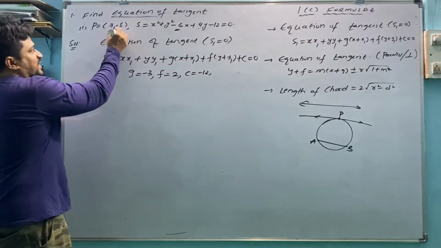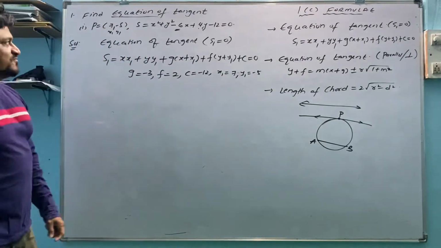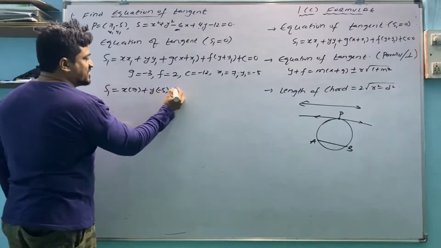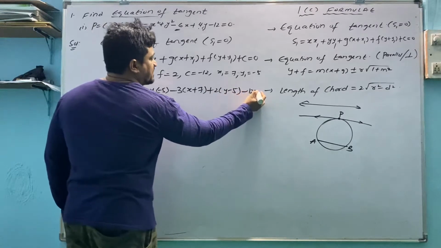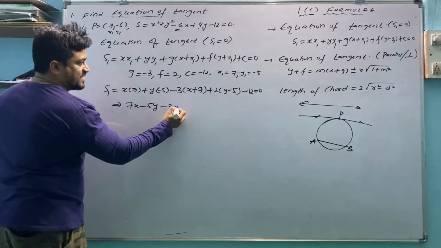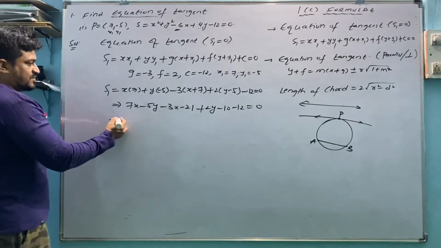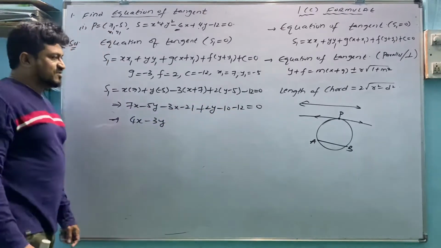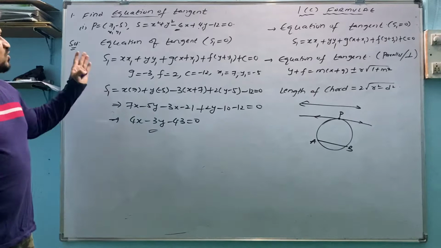x1 and y1 are point values. x1 is 7, y1 is minus 5. These are the things which we need to find from the question. Then write S1 equals to x into x1 plus y into y1 plus g into (x plus x1) plus f into (y plus y1) plus c equal to 0. Now we have 7x minus 5y minus 3x minus 21 plus 2y minus 10 minus 12 equals to 0. Same thing what you have done in first year, same thing we need to do. Minus 21, all are negative, minus 31, minus 43. If there is any simplification error, you can make it right. So what have we done?